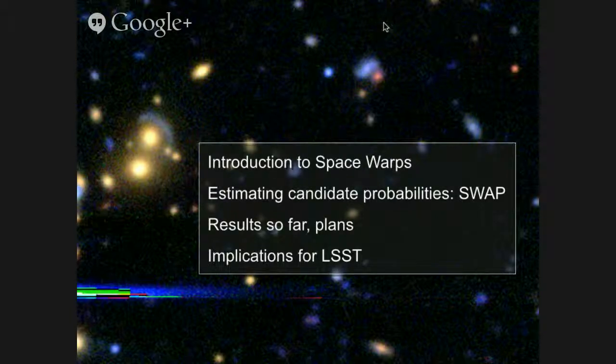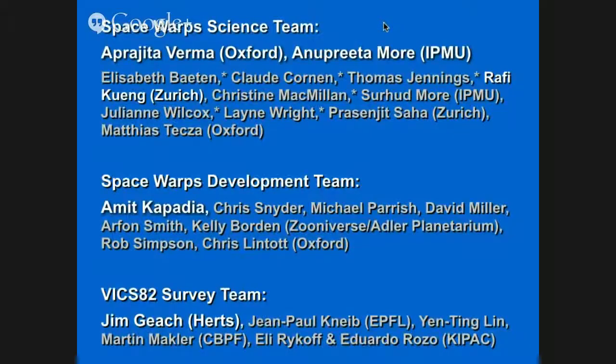Then I'll spend some time describing how we estimate probabilities of images containing gravitational lenses, and you'll see lots of nice similarities between what Edwin showed earlier, which is cool. I'll show you the results so far and something of our plans for the future. I also want to say a little bit about implications that this project might have for how we do things with LSST, which I believe came up this morning too.